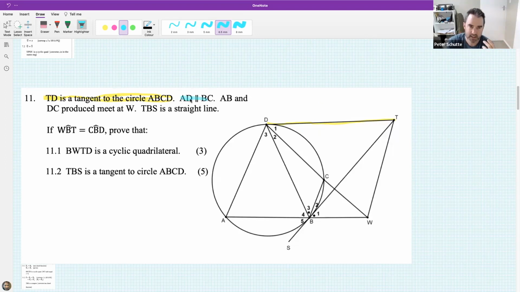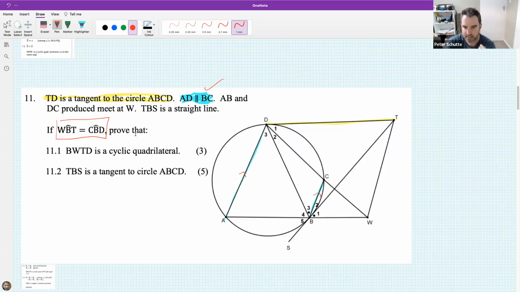Then AD is parallel to BC. So they haven't actually put this on the drawing, so I'm going to put it on so that I don't forget. And I'm even going to label them with little arrows. Okay, so I've done that. That AB is produced, not a problem. TBS is a straight line. Then it says, if this is equal to this, and I go and look, where is WBT? So WBT and CBD, oh, that's why there's little dots.